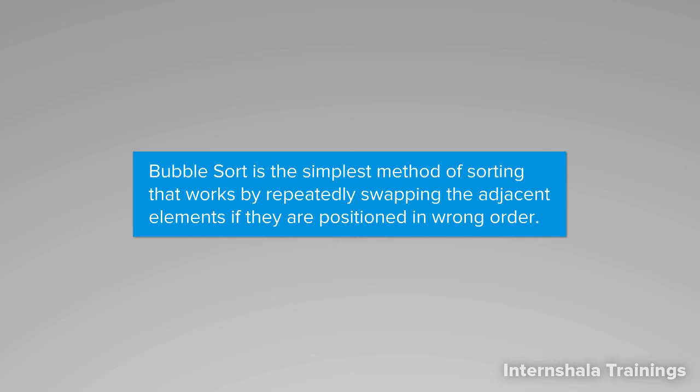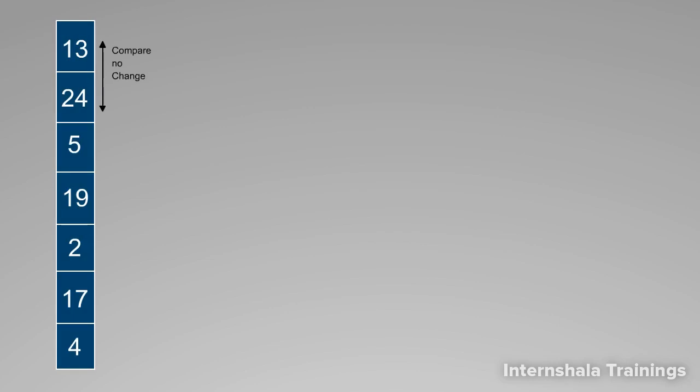Bubble sort is a method of sorting that works by repeatedly swapping the adjacent element if they are positioned in the wrong order. Let's go back to the example of array which we considered while understanding selection sort technique. Now, we will sort this array using bubble sort technique. For this, first we compare the elements of the first pair, that is 13 and 24. As these elements are already in ascending order, so we do not need to change them.